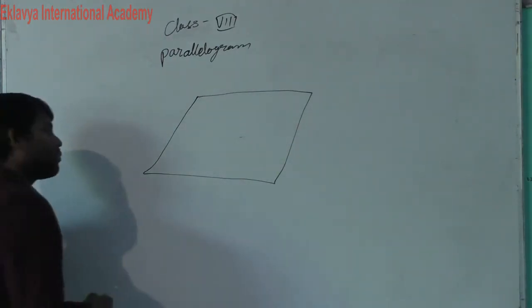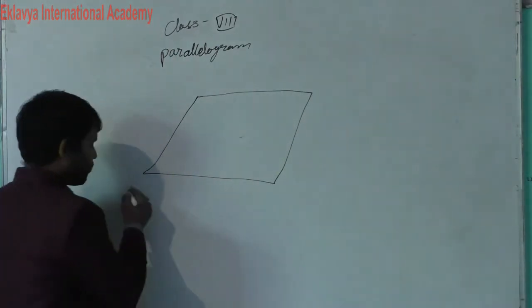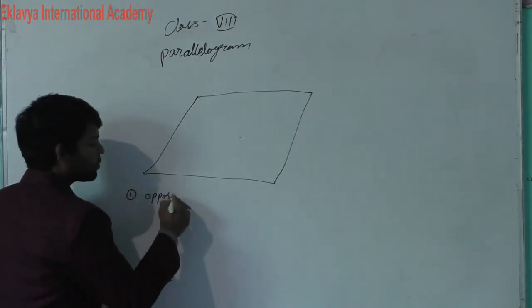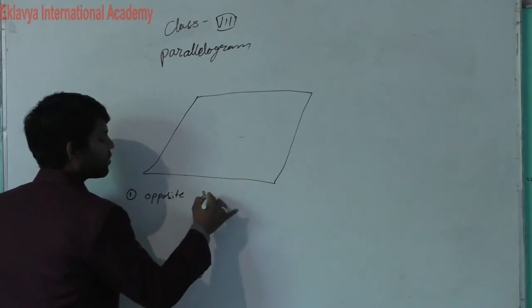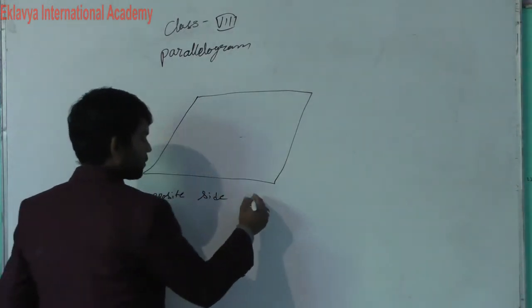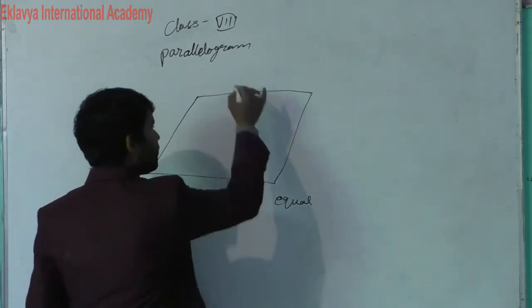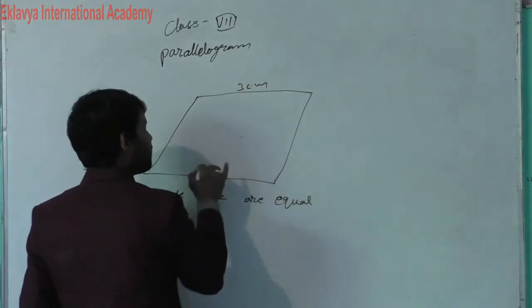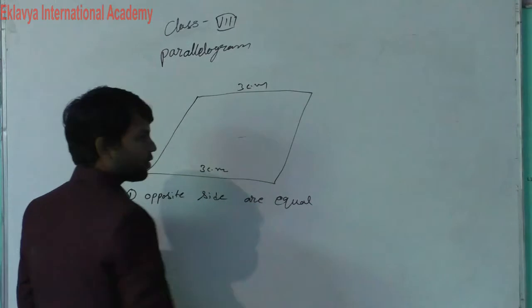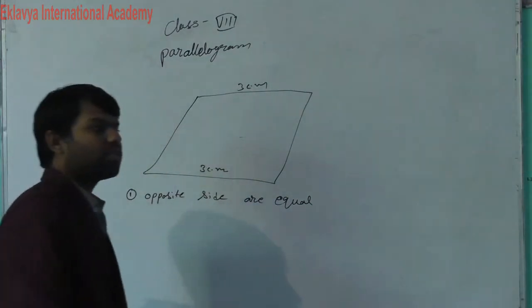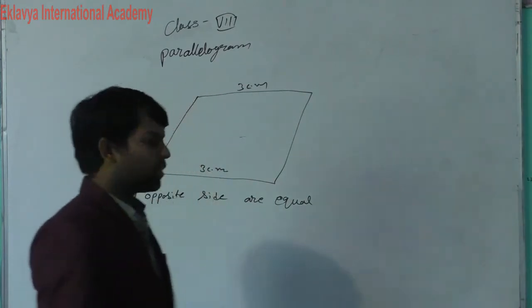It has some properties. The first property is that opposite sides are equal. It means if it is 3 centimeter, then the opposite side is also 3 centimeter. Both sides are equal. We say opposite sides are equal.